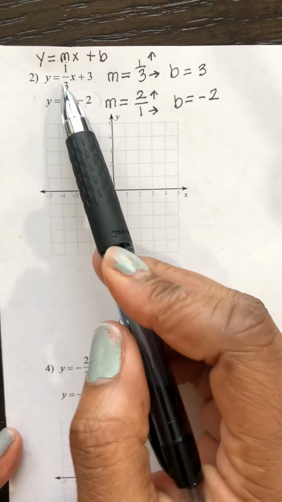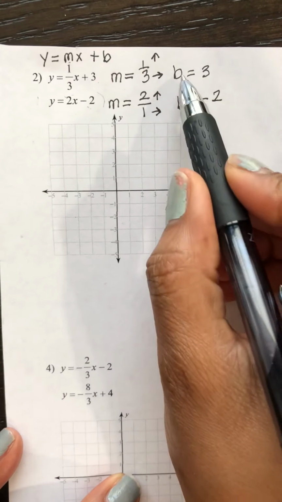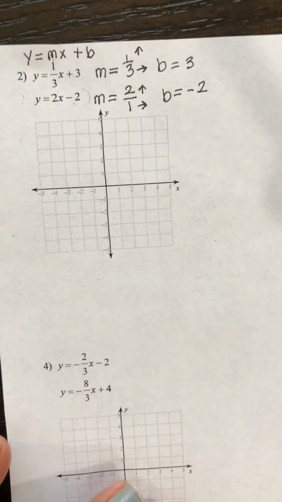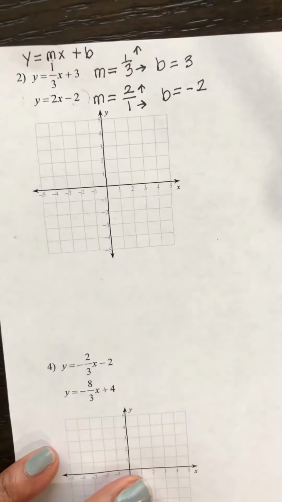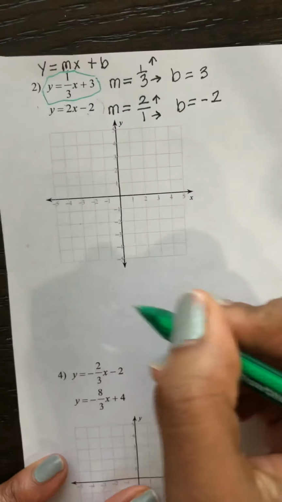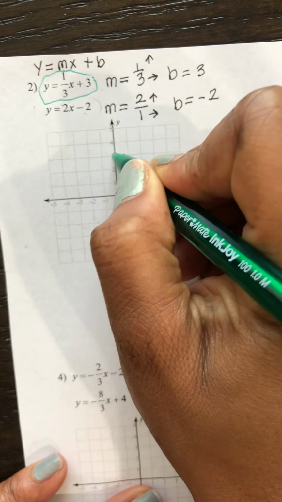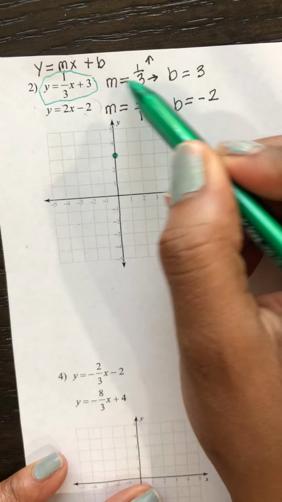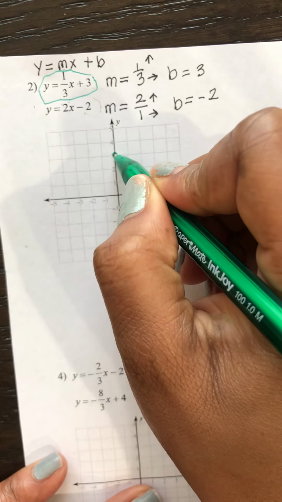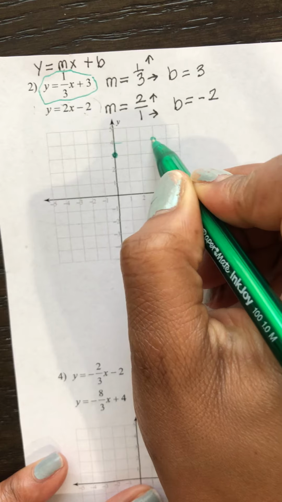Let's start with y equals 1 over 3x plus 3. If our y-intercept b is 3, that means our starting point is going to be 3. And I'm going to use a different color ink for our first equation. So we're graphing this equation here. Our y-intercept is 3. So we're going to start at 3. And then it says that our slope is 1 over 3, which means we have a rise of 1 and a run of 3, which means we're going up 1 and over 3. So we would be right here.